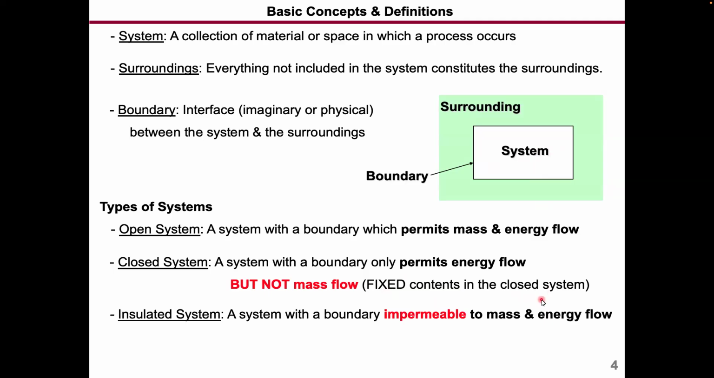And then the last one is the insulated system. An insulated system is a system with a boundary that does not allow either mass or energy to flow through the interface, okay? Meaning it is impermeable to mass and energy flow. So not only do the contents in the system remain the same, but also the energy, or the heat, doesn't transfer between the system and surroundings. So it's an insulated system.